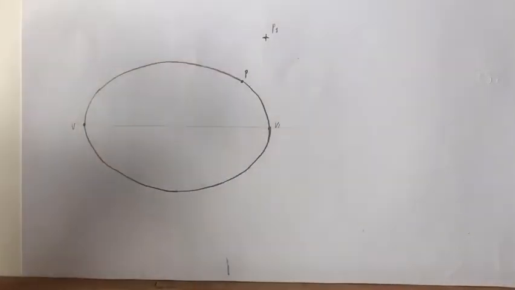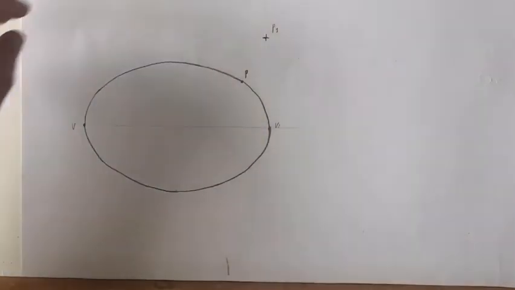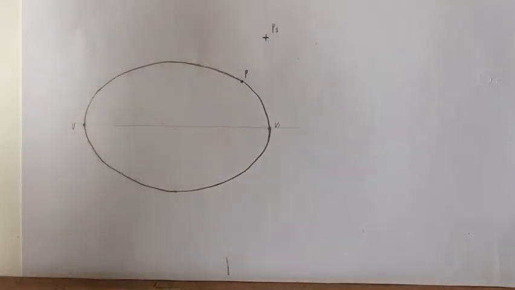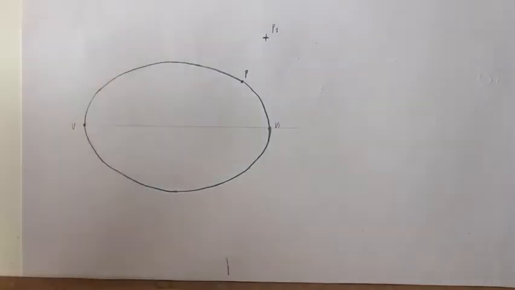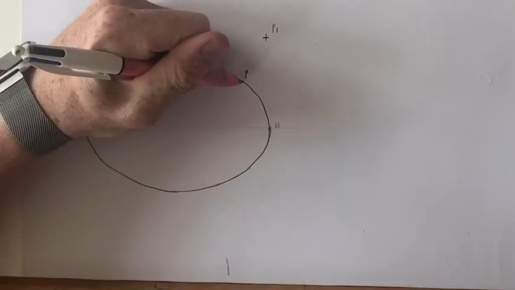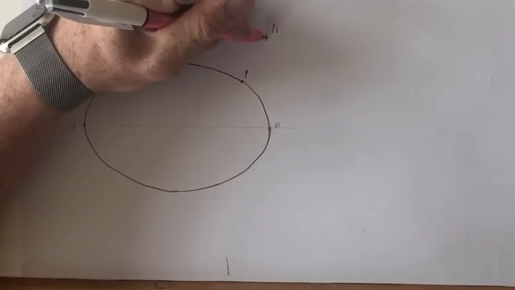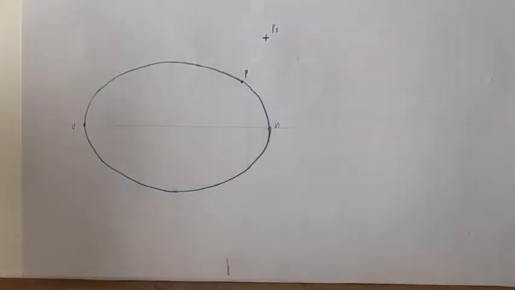Okay, so welcome back. We're still on the ellipse here, and today I'm going to go through with you how to construct a tangent to an ellipse from a point on the curve and a point off the curve, which I'll go through in my next video.